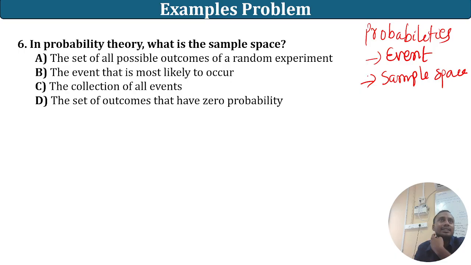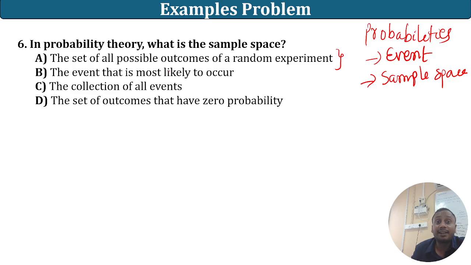Let's say we have a marriage. In the marriage, some events will be happening, like a haldi function, or maybe a sangeet function. So that will become an event. But if we talk about the full setup, like the wedding, that will become the space. So the first option is the set of all possible outcomes of a random experiment. Okay. Then after, that will be kept on hold.